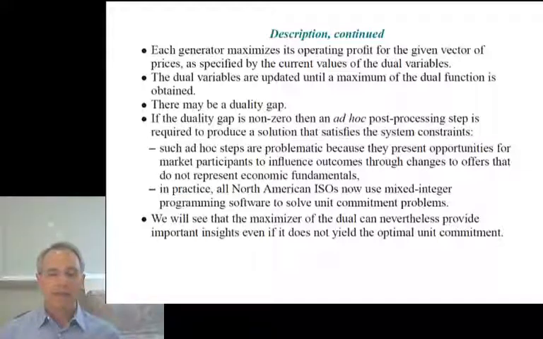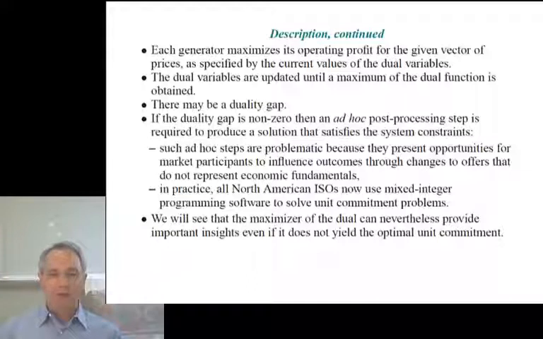Typically there is a duality gap. That is to say, the maximum of the dual is strictly less than the minimum of the original primal unit commitment problem. And indeed, in the case when the duality gap is non-zero, we typically find that the information that we get out of Lagrangian relaxation doesn't yield a feasible solution to our original unit commitment problem. So typically we need some sort of ad hoc post-processing step to produce a solution that satisfies the system constraints.